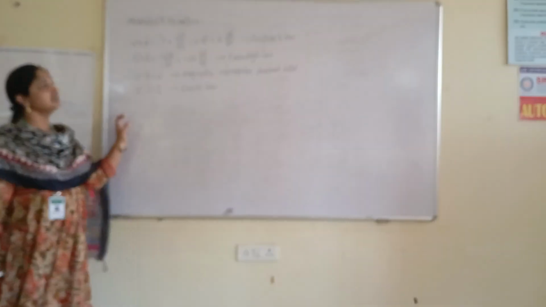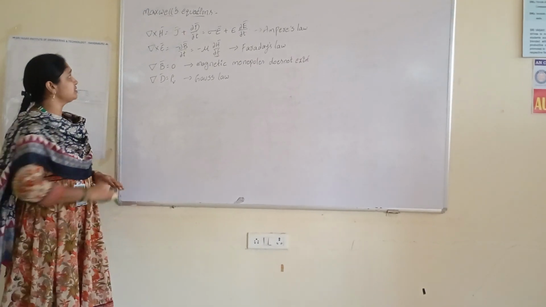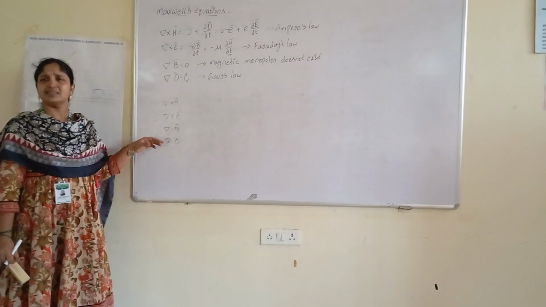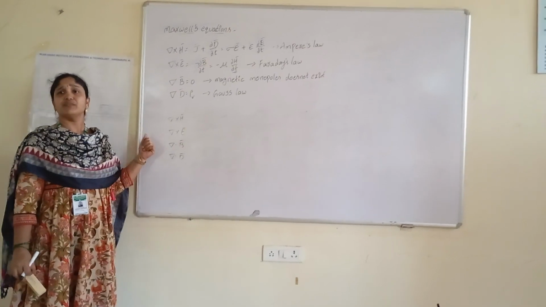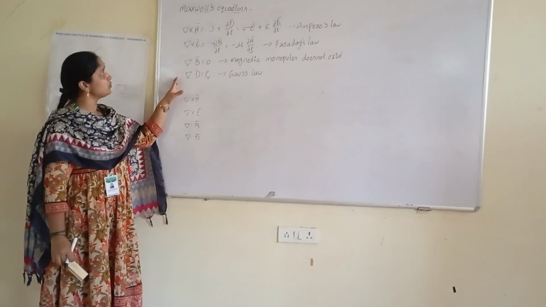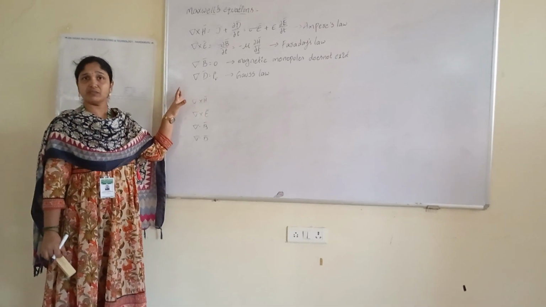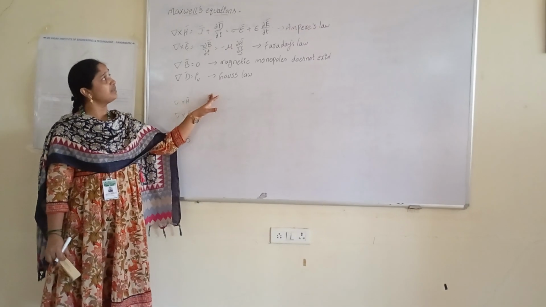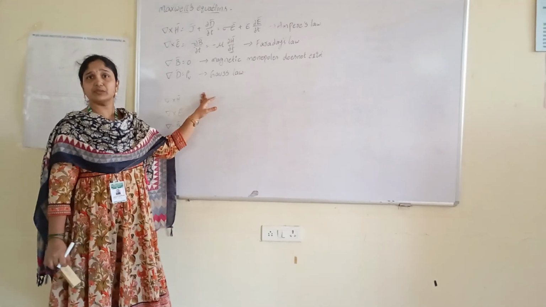Coming to the terms on the left side of the Maxwell equations, here we have del cross H bar, del cross E bar, del dot B bar, and del dot D bar. Here all these four terms represent how the electric and magnetic fields are varying with respect to space. We already know signal or field, anything is a function of time and space. On the left side of the Maxwell equations, we have how the fields are varying with respect to space. On the right side, we have how fields are varying with respect to time.